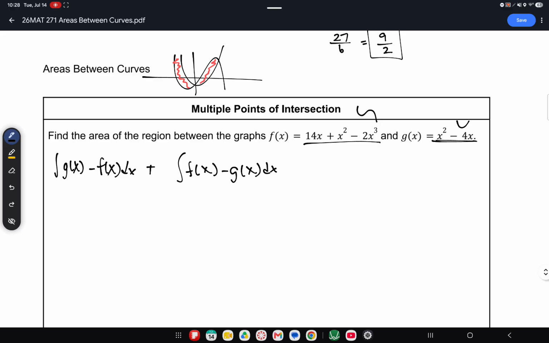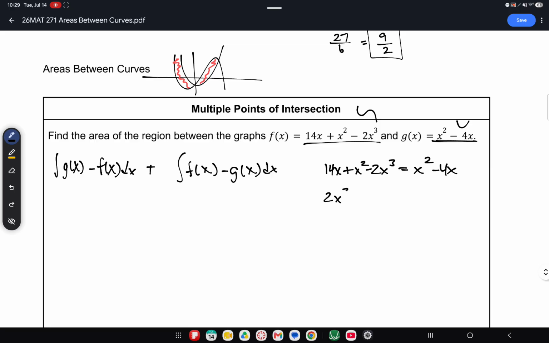And then I just need the intersection points. Yes, on my graphing utility, I could just click, click, click. But let's pretend we don't have a calculator. So to find the intersection points, we set the functions equal to each other. So 14x plus x squared minus 2x cubed equals x squared minus 4x. I like the leading term to be positive, so I'm going to add the 2x cubed over, which means I'm just going to take everything from the left and move it to the right.